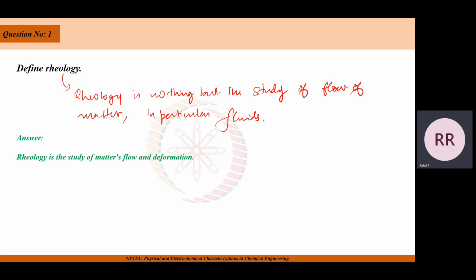So rheology is a study of matter's flow and deformation. In simple words, I can tell you it is how fluids flow. That's it. So the question was to define rheology, and the answer is that rheology is a study of matter's flow and deformation. I hope you guys understood. Now let us go to the next question of today's lecture.